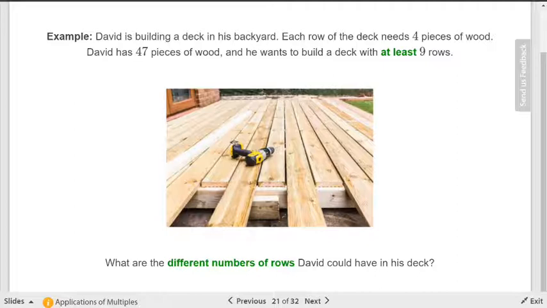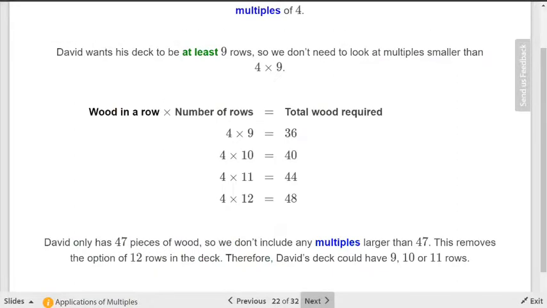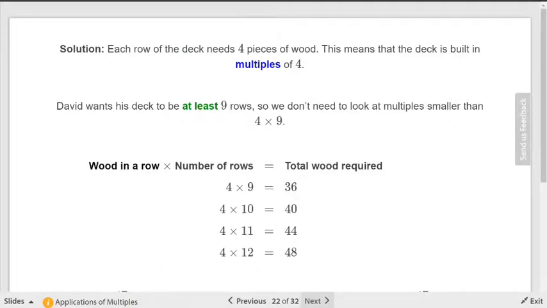So do I need to do 4 times 1, 4 times 2, 4 times 3? No. All I need to worry about are things that are 4 times 9, or at least means that many, or what? More. Good job. At least always means start with that number and go up. Okay? So we have the pieces of wood in a row times the number of rows equals how much wood we're going to need. Okay? So 4 times 9 gives us 36.